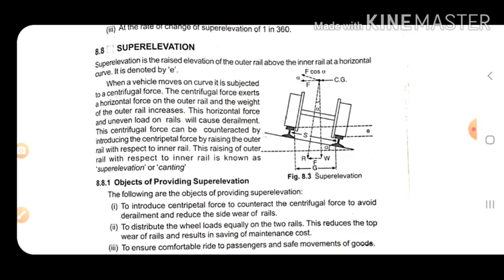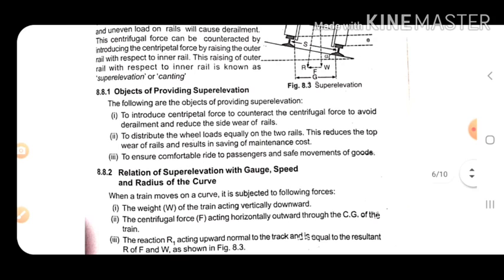The elevation of the outer rail above the inner rail at a horizontal curve is denoted as E, super elevation or canting. Another name is canting. The object is to provide a super elevation to introduce centripetal force to counteract the centrifugal force, to avoid and reduce the side wear of rails.